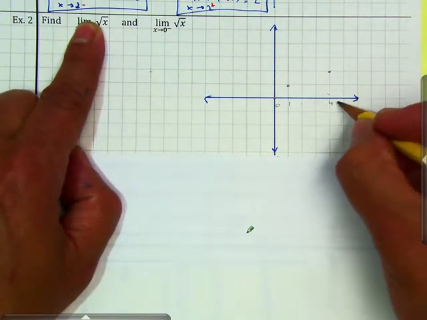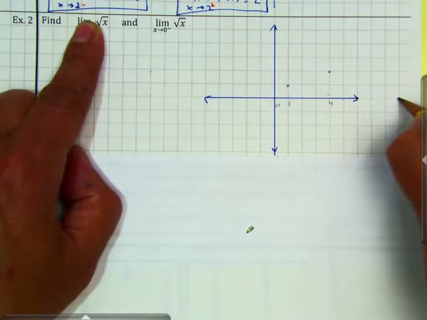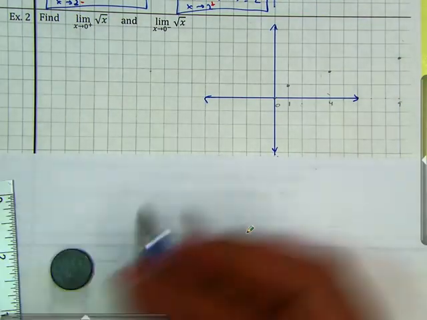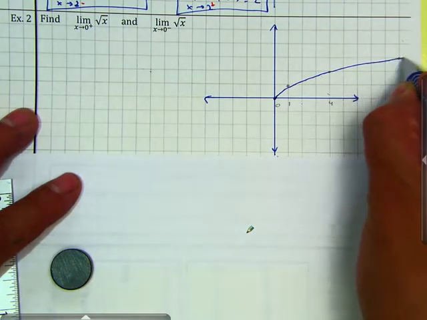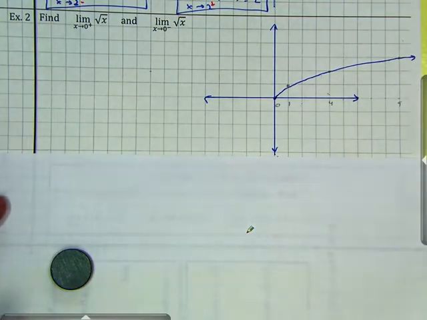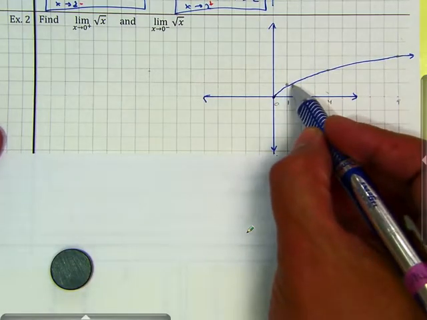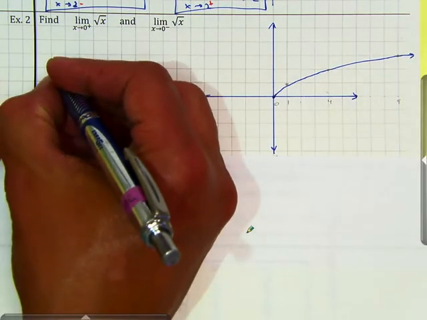The next number that I'll plug in is, say, 9. 5, 6, 7, 8, 9. The square root of 9 is 3. So therefore, this is our graph. So we can do it algebraically or graphically. And on the homework, you have a choice of doing either one on some of the problems. So let's start with the first one.